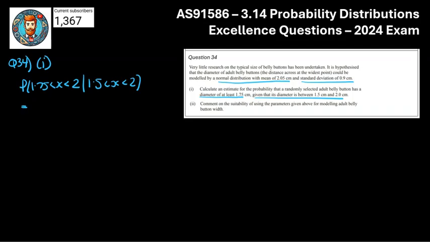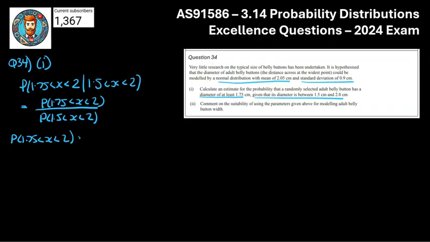And to find that, we need to find the probability that someone had a belly button of between 1.75 and 2. And that's going to be divided by the probability that someone had a belly button diameter between 1.5 and 2. So we need to do two normal distribution calculations, one at the top, one on the bottom, to then be able to calculate this probability. So let's start by doing the numerator first. So let's start by finding the probability that the diameter was between 1.75 and 2.